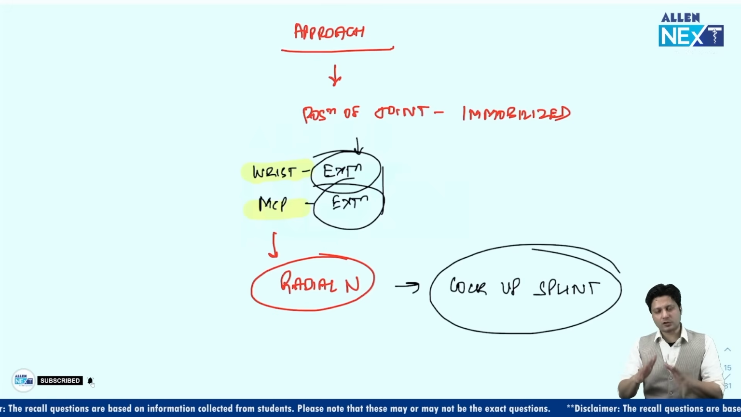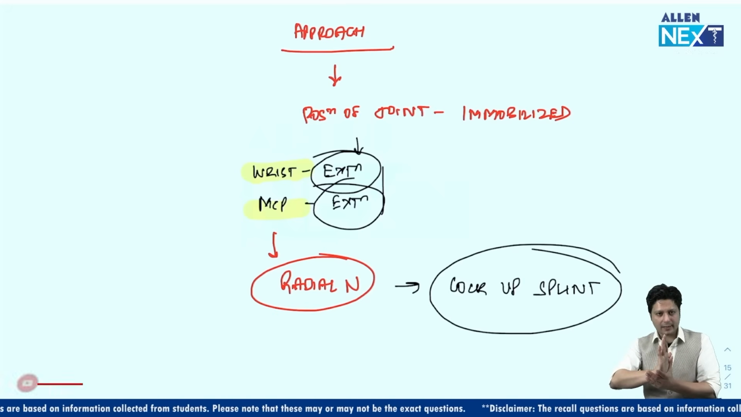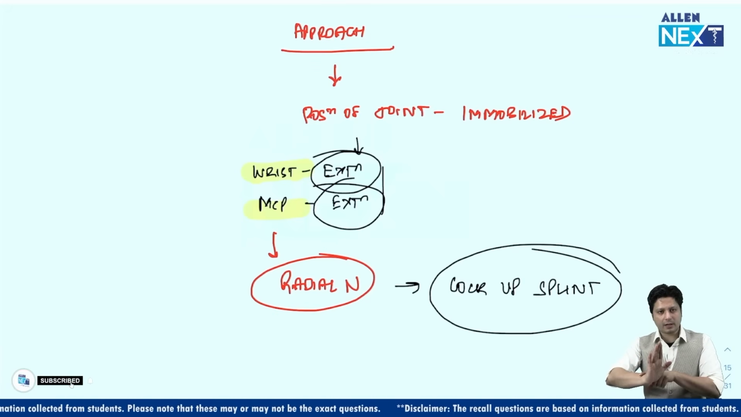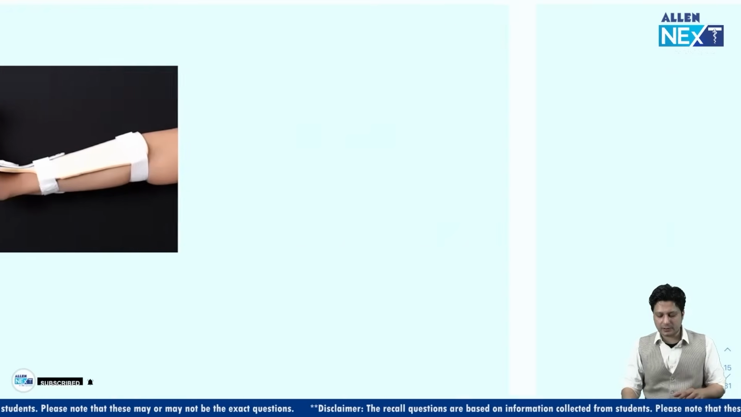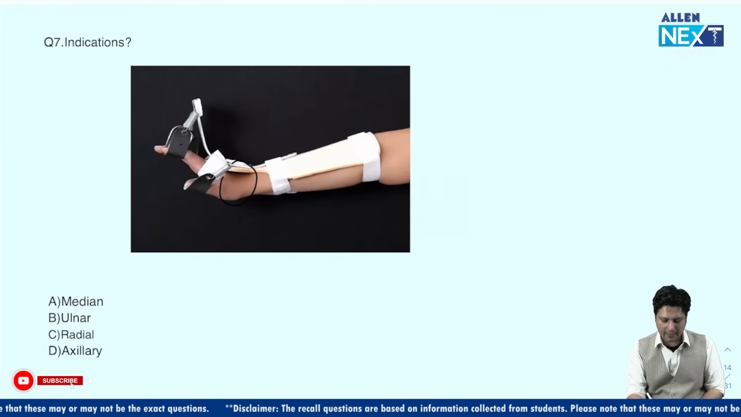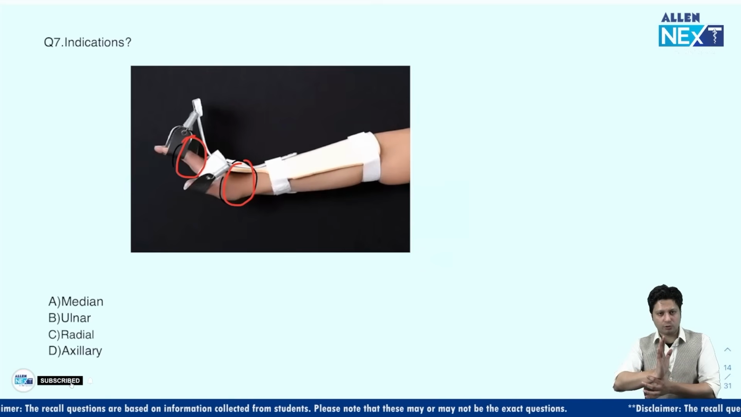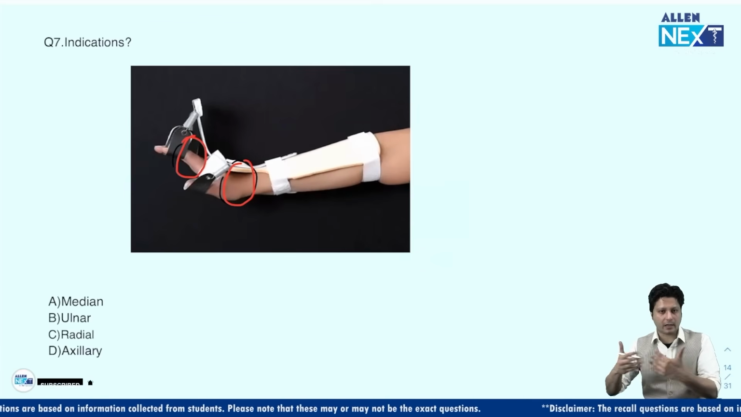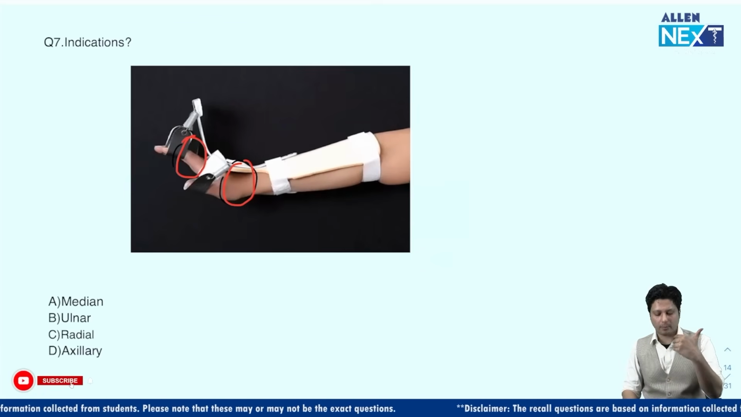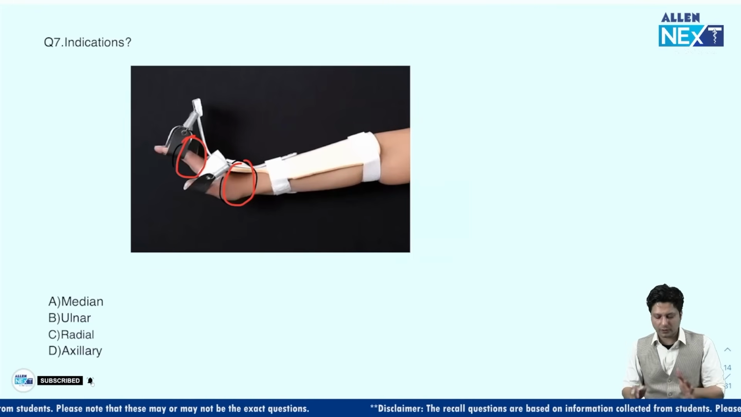So this is the approach that you have to proceed with. All right. First of all, look at the joint in which they are immobilized. If the extension of the wrist and extension of the metacarpophalangeal joint are immobilized in extension, it means that there is a nerve injury which was responsible for extension of both these joints. And now that you know the nerve injury, you will know the name of these splints also. All right. So this is the cock-up splint.